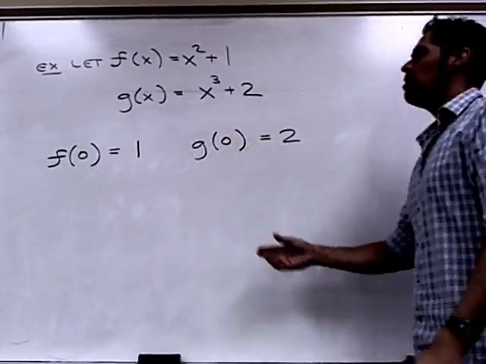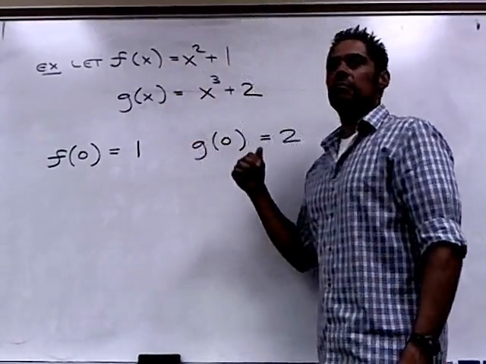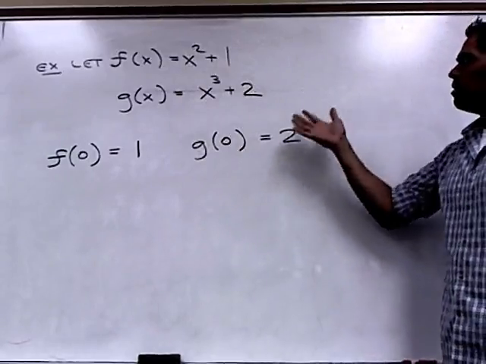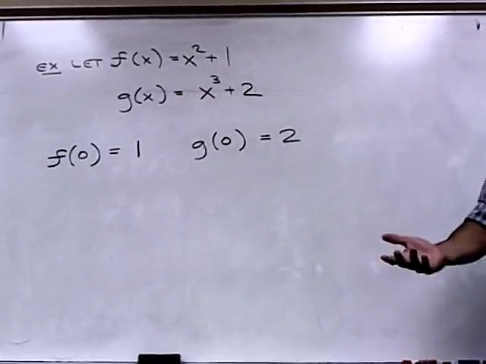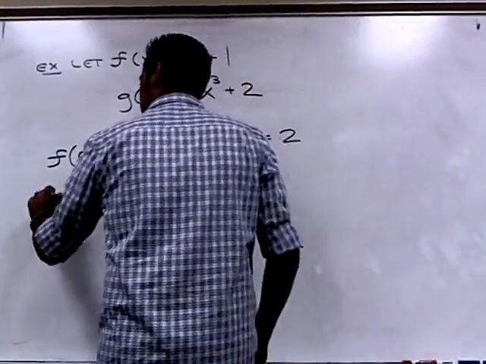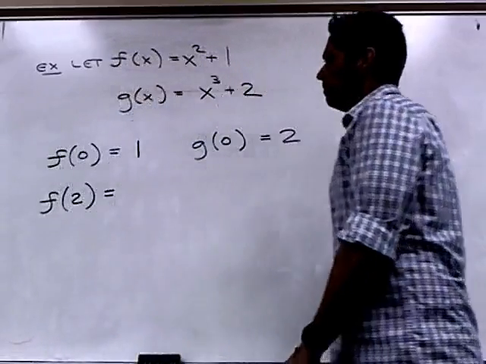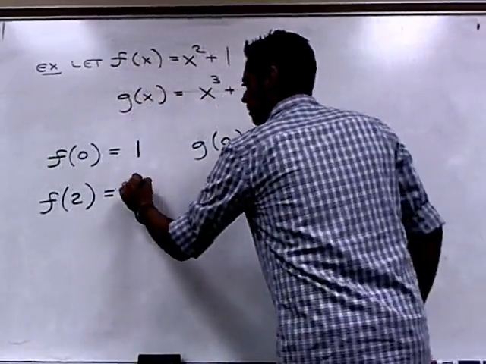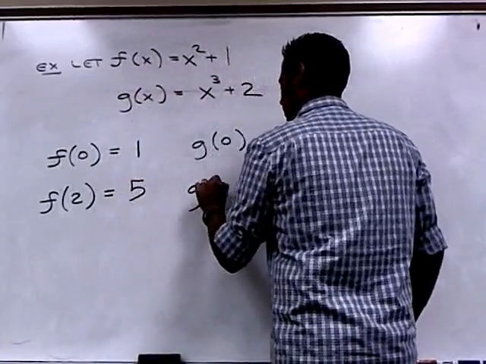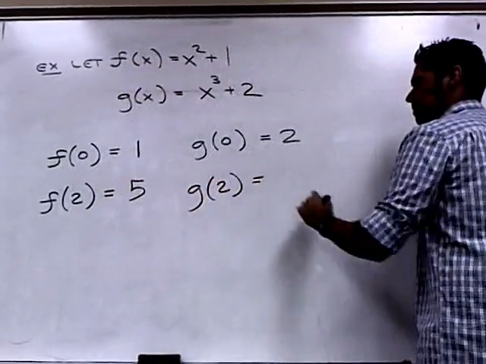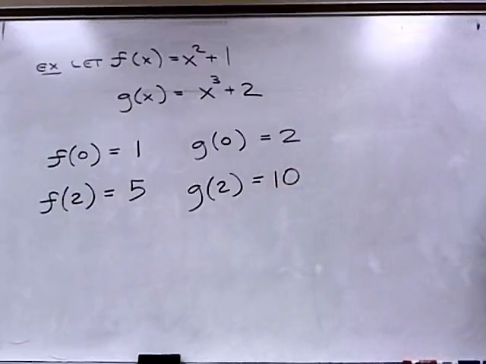So if you plug 0 into f, it spits out 1. If you plug 0 into g, it spits out 2, right? All right. Ladies? 5? Gentlemen? 10. Okay? Yeah, nothing, no voodoo magic or anything here, right?